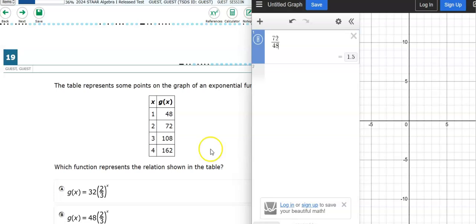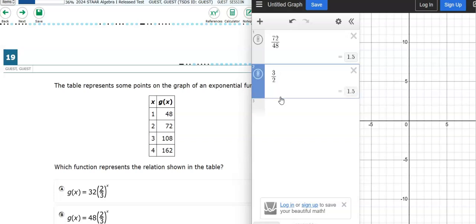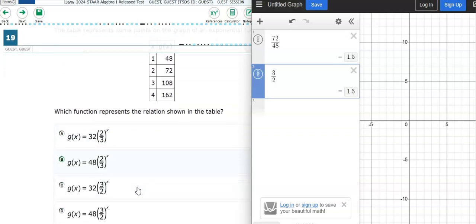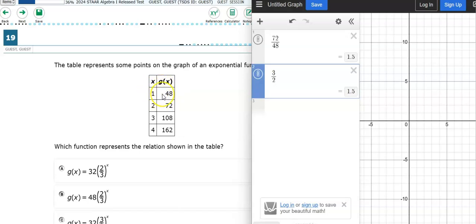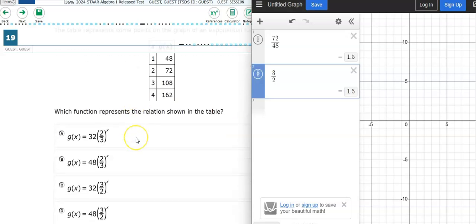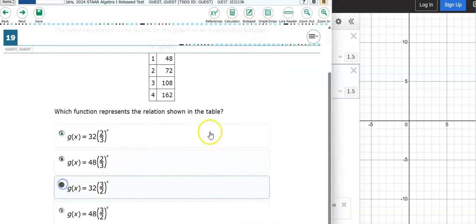Now notice we're all in fractions, and it says 2/3. 2/3 is not 1.5, but 3/2 is 1.5. So the value inside the parentheses has to be 3/2. Is it C or D? The difference between C and D is that one says 32 and the other says 48. Up here it says 1, 48, which means that's not the y-intercept. The y-intercept is the value of y when x is 0. G of x is y, right? So the answer is C.